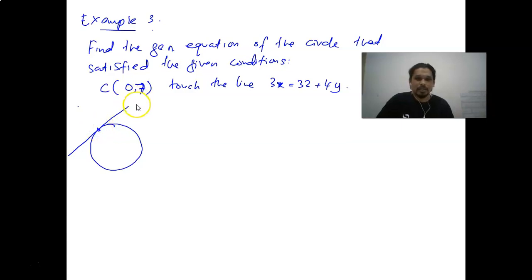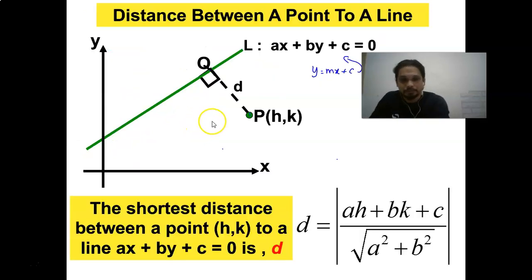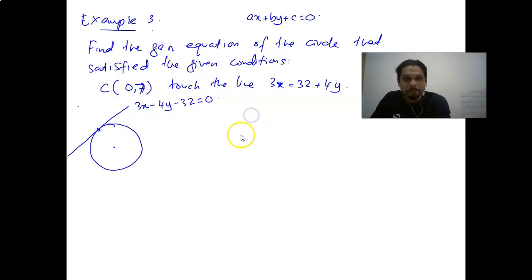So this is 3x minus 4y minus 32 equal to 0. Again, please refer to the notes. We want it in the form of ax plus by plus c equal to 0. And the point of touch between the circle and the straight line. According to the notes before, this P is the center here, and the center is (0, 7).